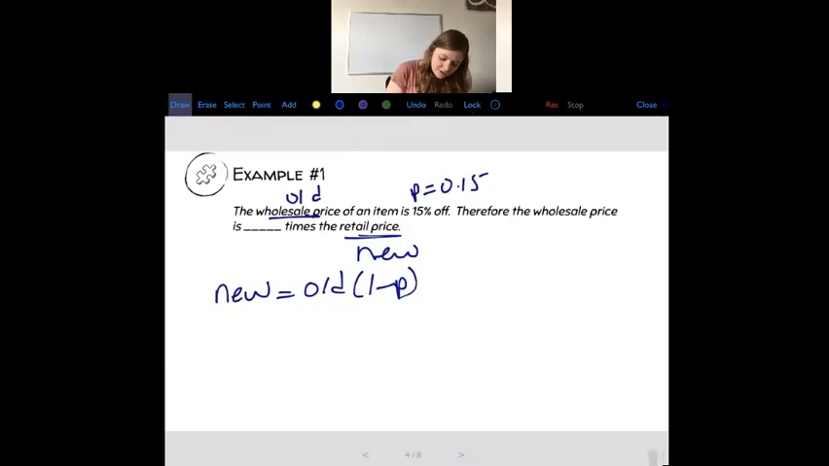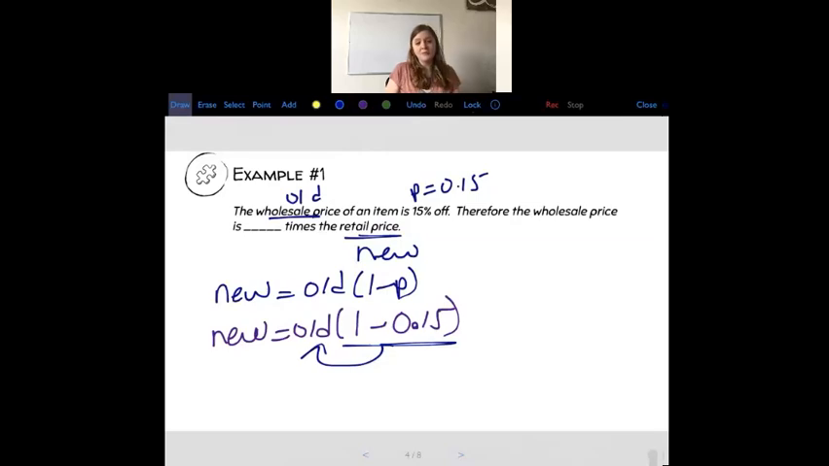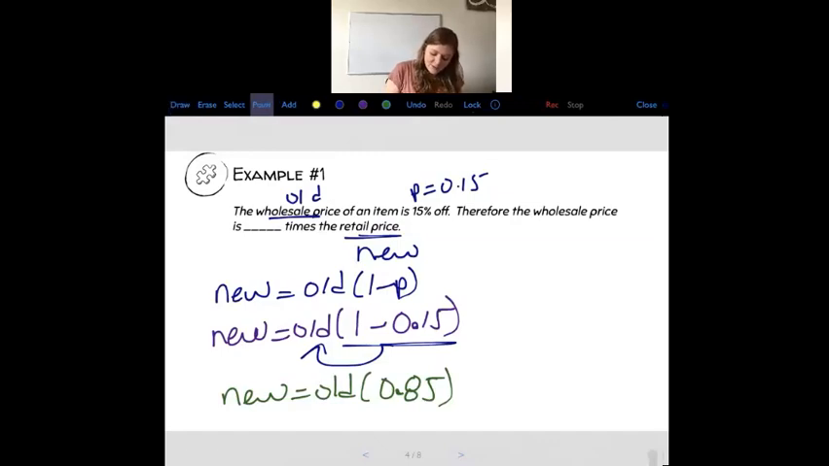So in this case, new is equal to old times 1 minus 0.15. In this piece right here, it gives us what to multiply the old by in order to get the new. So if we keep simplifying, new is equal to old times 0.85. So what this is saying is that in order to get the new price, we're going to take the old and multiply it times 0.85. So the answer to this question, therefore the wholesale price is 0.85 times the retail price.